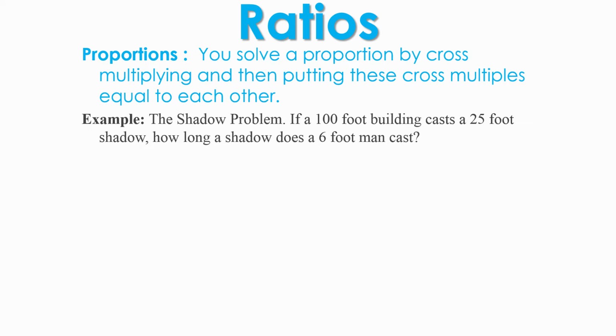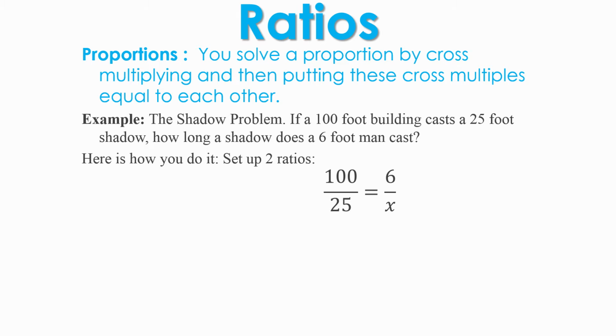Here are some of the kinds of questions that you can solve this way, and then we'll do one so you'll see what we're talking about here. The shadow problem. If a 100-foot building casts a 25-foot shadow, how long a shadow does a 6-foot man cast? All right, here's how you do it. Set up the two ratios.